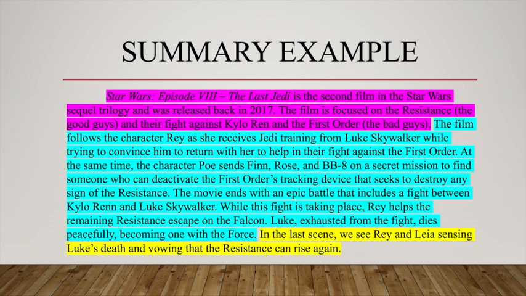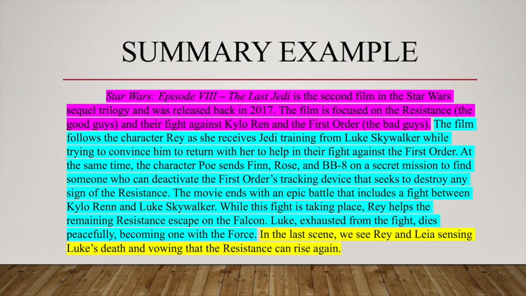So using that particular lens, you see that in the pink, we have that summary sentence. Star Wars Episode 8, The Last Jedi, is the second film in the Star Wars sequel trilogy, and was released back in 2017. The film is focused on the Resistance, the good guys, and their fight against Kylo Ren and the First Order, the bad guys. That's the central point. That's exactly what the film is doing. Good guys versus bad guys. That's it. We move into the blue section, or the body of our paragraph.